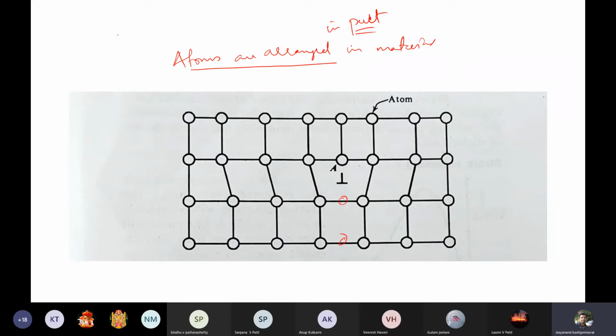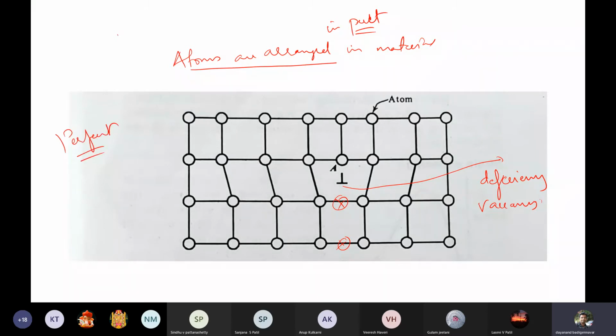So this layer of missing atoms we call it a vacancy. It's called a deficiency, or it's called a vacancy. Actually there should be one layer of atoms, or one line, one row or column of atoms at this position. For a perfect arrangement of atoms, there should be one row of atoms, one column of atoms here.